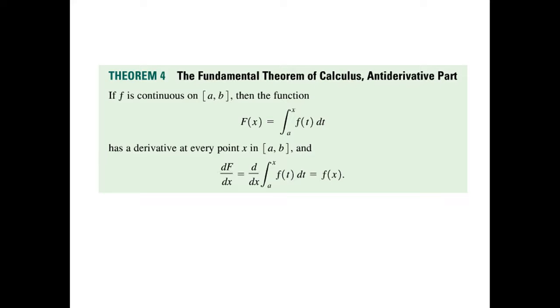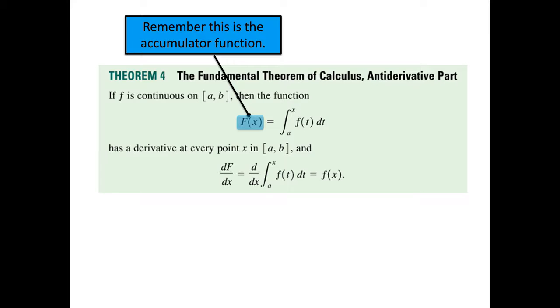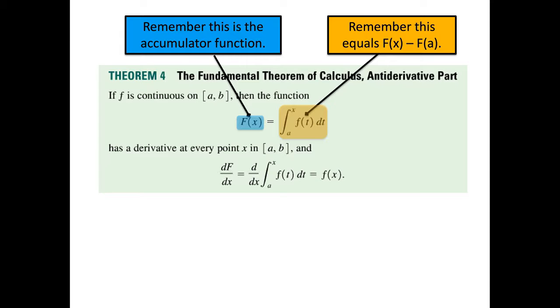If f is continuous on a closed interval a to b, then our function F of x, the integral from a to x of f of t dt, is going to have a derivative at every point x in that closed interval. And then we have this relationship. Let's break this down. Remember, capital F is your accumulator function. And what does it equal? That equals capital F of x minus F of a when you do the integral on the right-hand side.